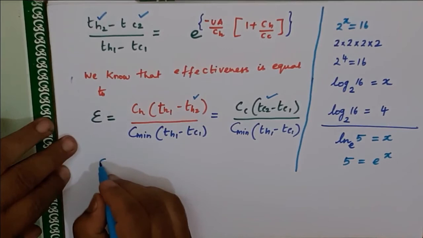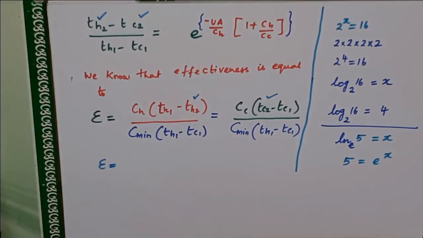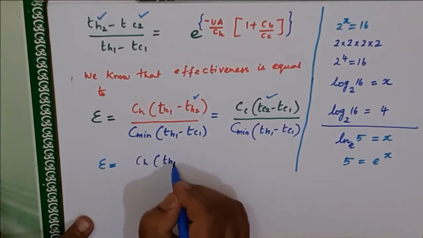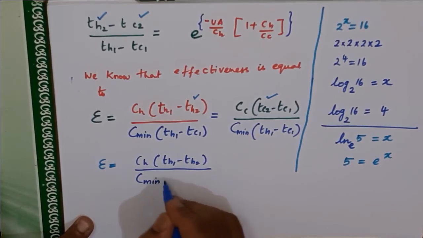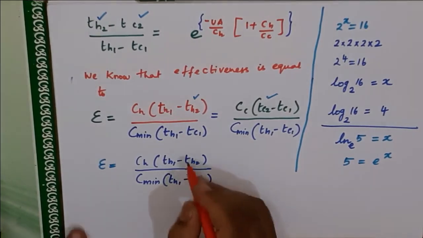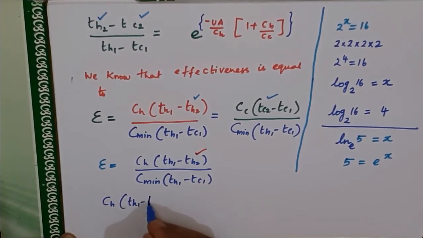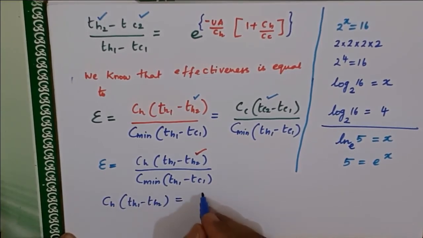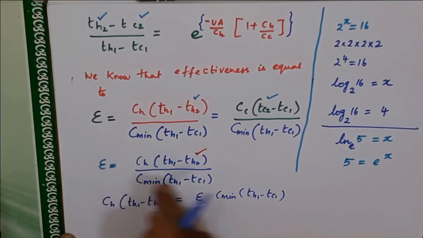So first, I'll take effectiveness is equal to, I'll take these two terms as CH into TH1 minus TH2 whole divided by C minimum into TH1 minus TC1. From this I can calculate TH2. Therefore, what do you do? CH into TH1 minus TH2 is equal to effectiveness multiplied by C minimum into TH1 minus TC1. This is a cross multiplying.